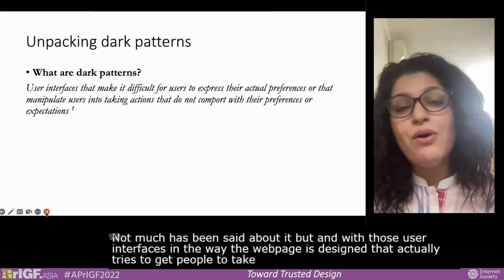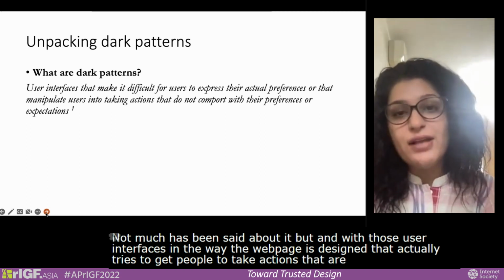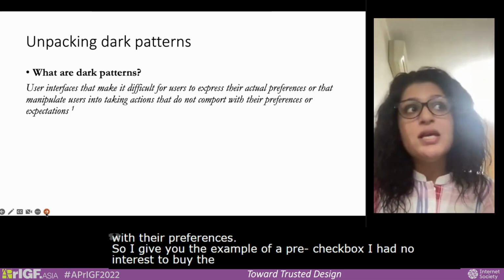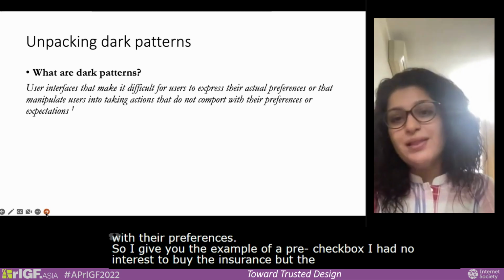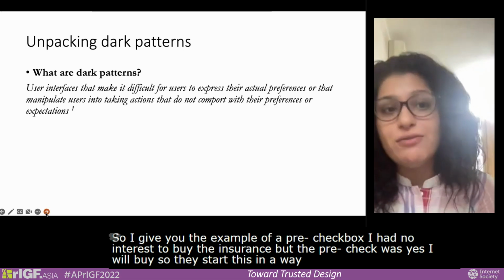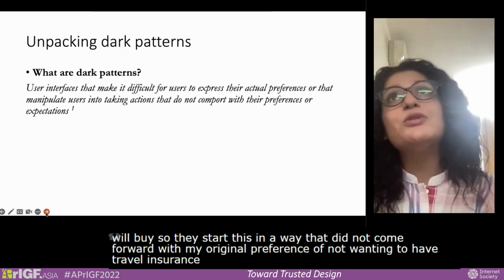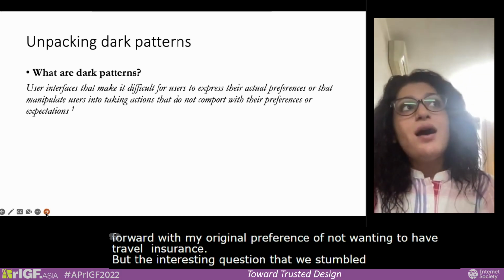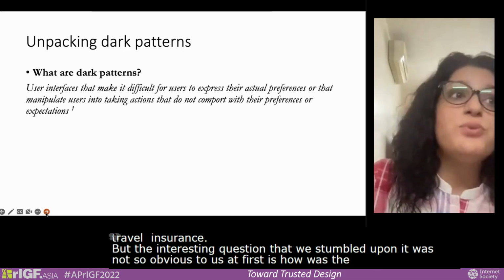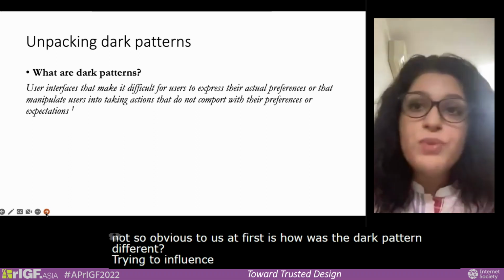I gave you the example of a pre-checked box where I had no interest in buying travel insurance, but the default was, yes, I would buy. That pre-checked box distorted the design of the screen in a way that did not comport with my original preference of not wanting travel insurance. But the interesting question that we stumbled upon, and maybe it was not so obvious to us at first, is how is a dark pattern different from an advertisement, say? Advertisers try to influence our behavior all the time. They try to create a pitch for things that we don't really have knowledge or awareness about.